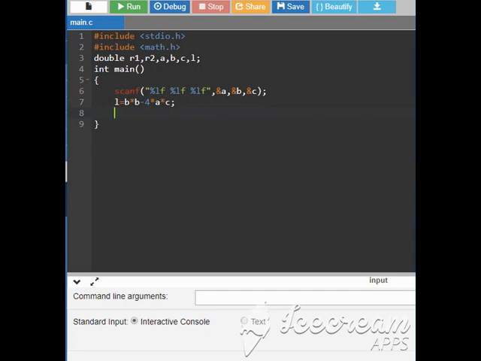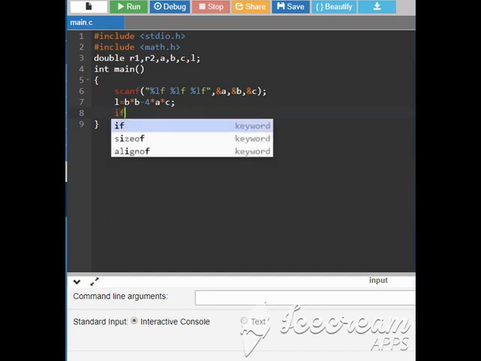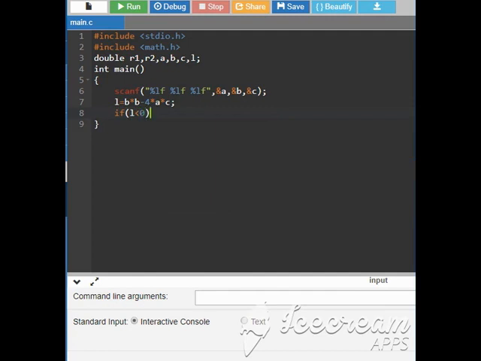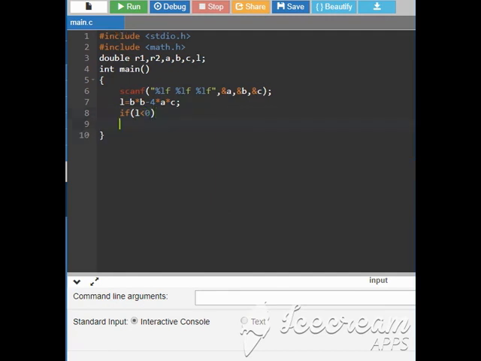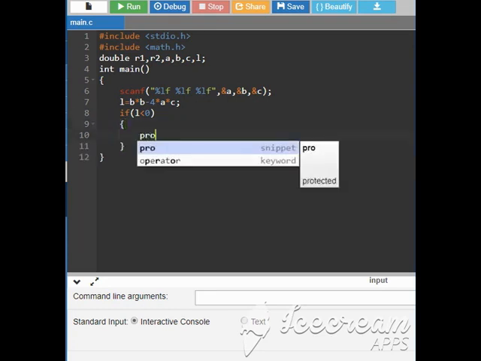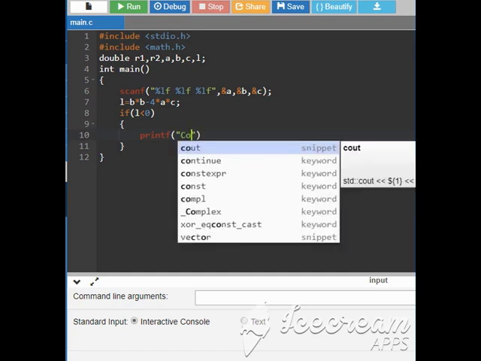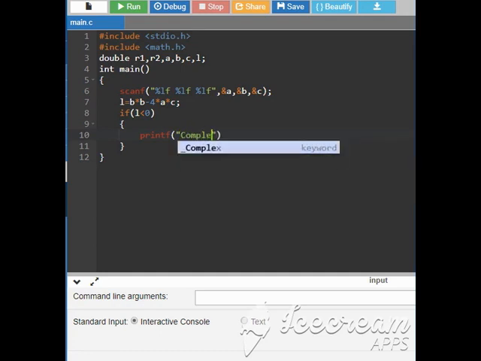Okay. So now we can have a complex number if there is a negative number obtained under the root. So we will create a condition for that. We're saying if our value under the root is less than 0, what are we going to do? We print complex.